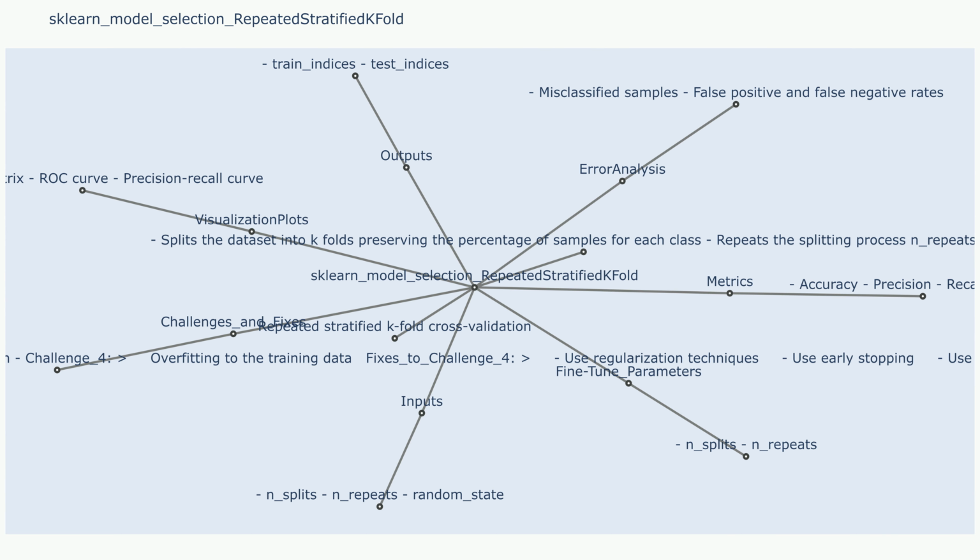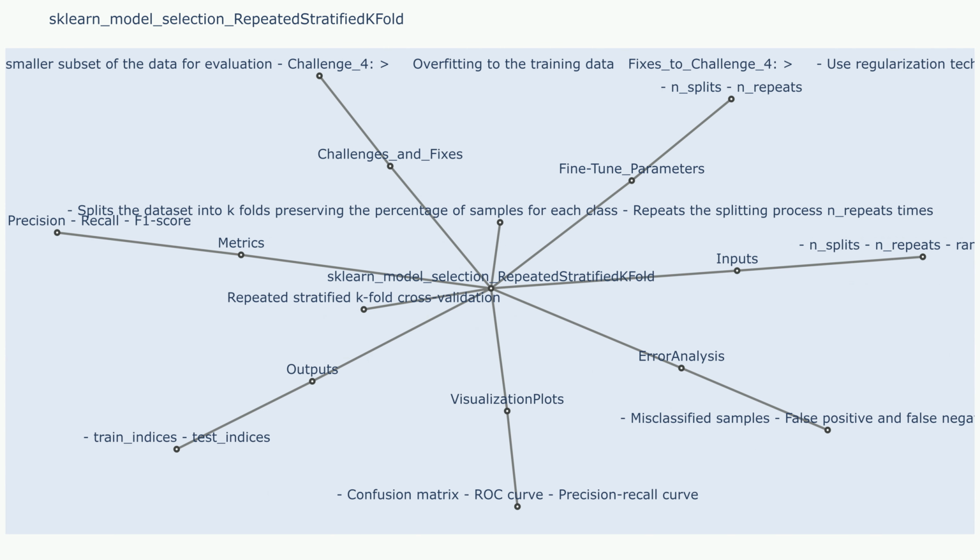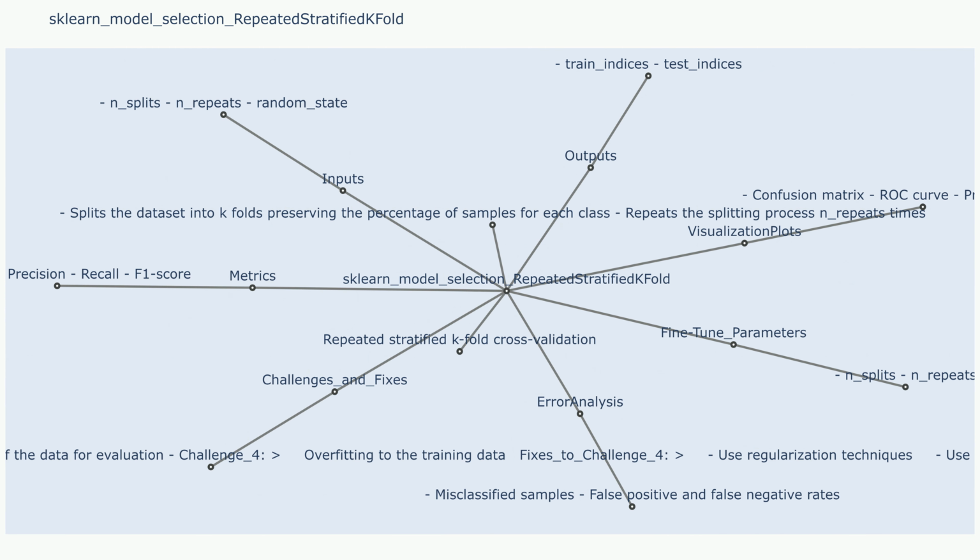Uncertainty methods. Bootstrap resampling: repeat the cross-validation procedure multiple times, sampling data with replacement, and calculate confidence intervals for performance metrics. Bayesian model averaging: combine predictions from multiple models trained on different data splits to reduce uncertainty. Challenges and fixes.